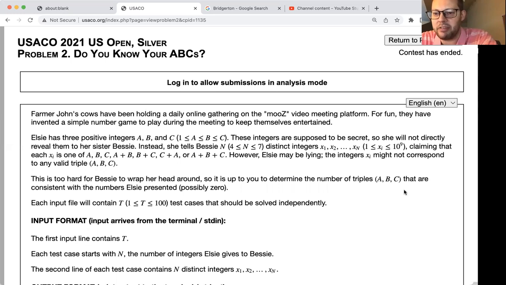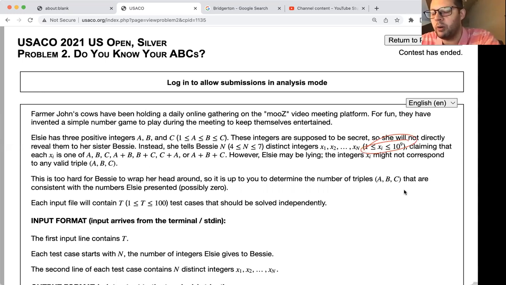Instead, she tells Bessie n, where n is between 4 and 7 inclusive, distinct integers x1, x2, up to xn. Remember, n can be 4 or 5 or 6. We might have 4 numbers, 5 numbers, 6 numbers, etc., all of which are between 1 and 10 to the 9th.